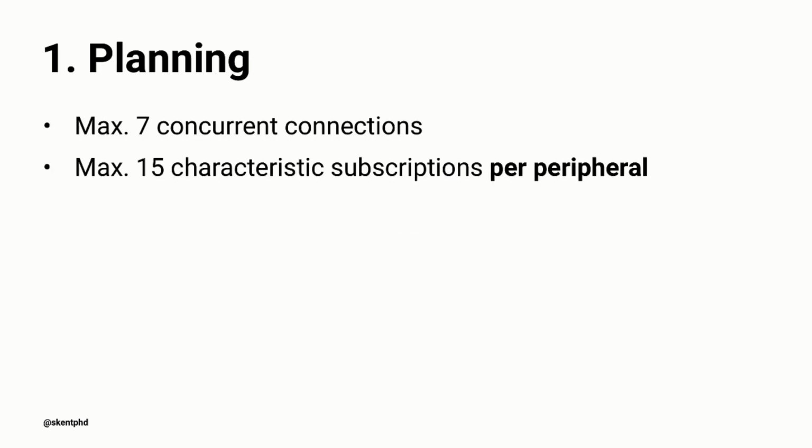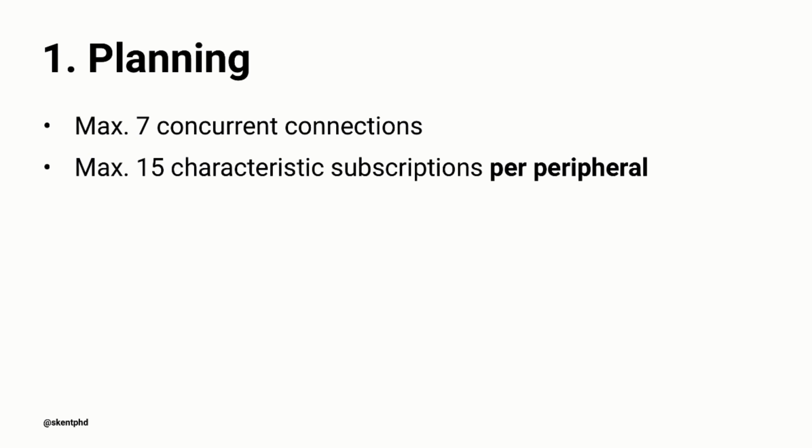So for planning, these are the 2 things that you need to know. I've already said that at the level of BLE, you can only expect maximum 7 concurrent connections between a central and peripherals. The second limit is specific to Android and the Android stack. You can only subscribe to 15 characteristics per peripheral. This seems limiting. When I started working on this project, my understanding was that you could have 15 subscriptions per central, so that if you have 7 speakers, say, you could have like 2.5 subscriptions per speaker, and that was not going to cut it for us.